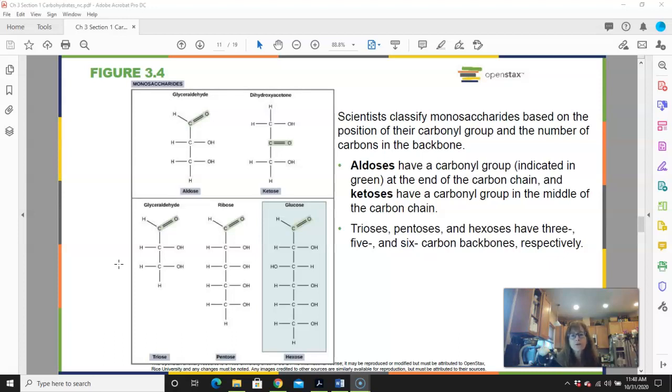And then go to the right where glucose is in that box, and you see that it's a hexose, and it's also an aldose sugar, right? Because we're looking at aldoses in all cases there. They all have that carbon double bonded oxygen at the end of the chain.